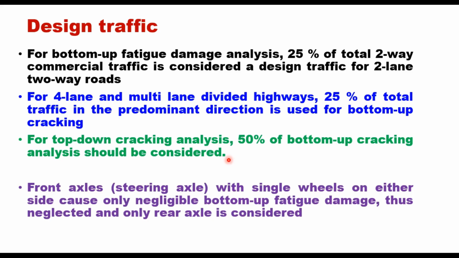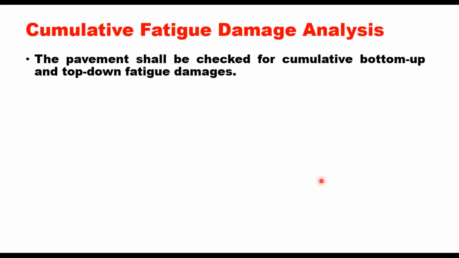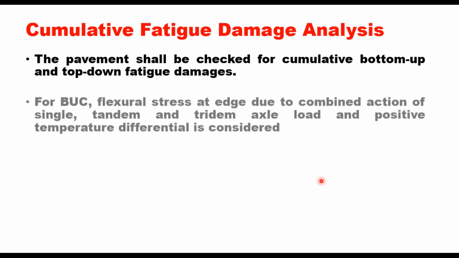Front axles, that is the steering axle with single wheels on either side, will cause very nominal bottom-up fatigue damage, and therefore these are generally neglected and only the rear axle is considered. And if you recall, all these guidelines are the same in IRC 58 also, for design of conventional rigid pavements. The pavement shall be checked for cumulative bottom-up and top-down fatigue analysis.